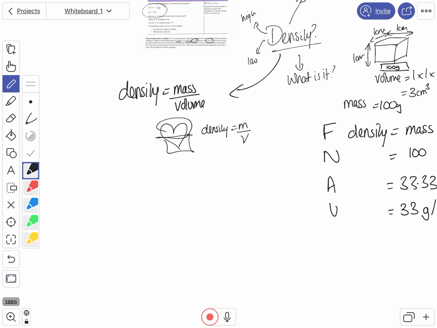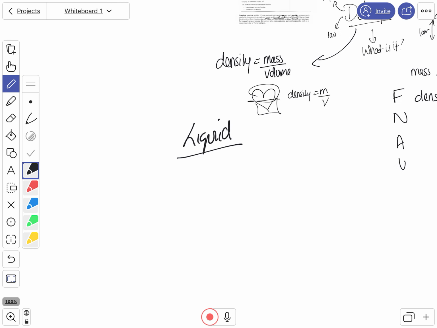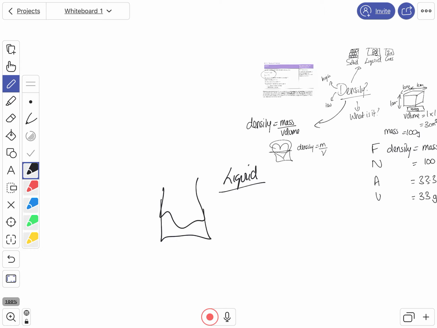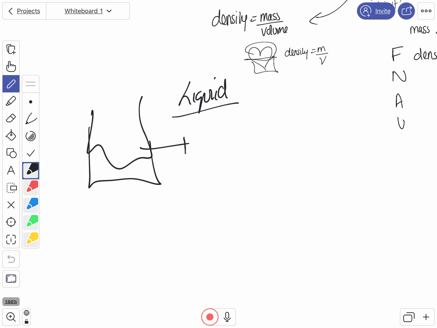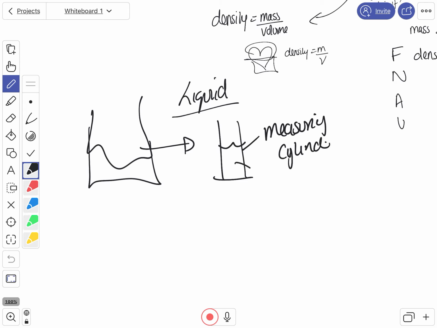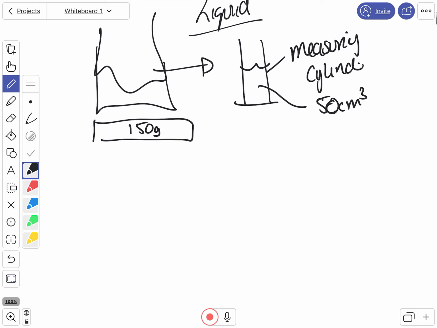Now what about for a liquid? For a liquid, we'll use a similar thing. So we've got a liquid, there's my liquid in a jug. How would I measure a liquid? You should know what piece of equipment I would use to measure my liquid. I would use a measuring cylinder. So here's my liquid and I measure it and it's got a volume of 50 centimetres cubed. I measure its mass using a balance and it's got a mass of 150 grams.